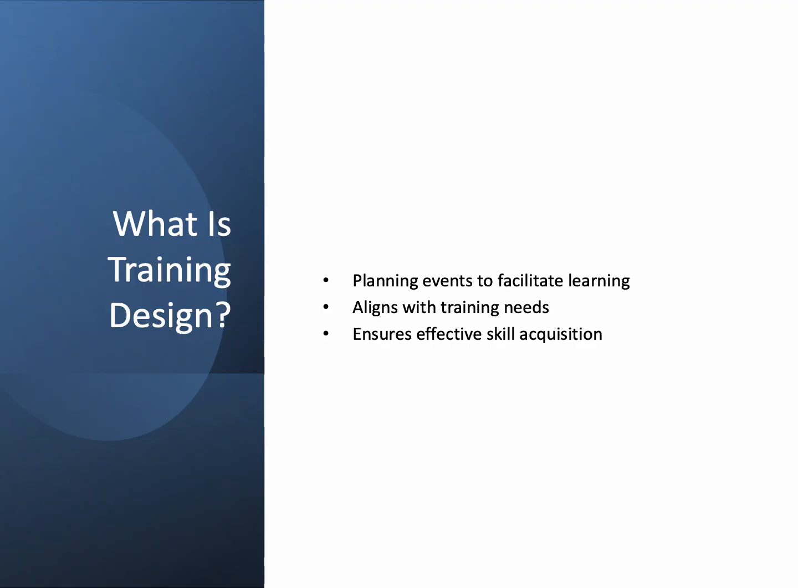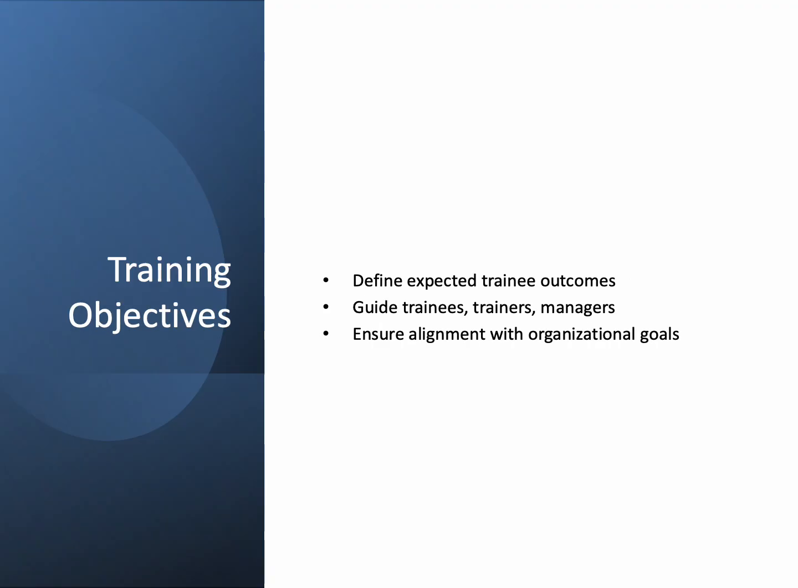As we discuss this, think about training programs you've experienced. How did their design affect your learning? Training design is critical in industries like manufacturing or education, where structured programs ensure employees meet performance standards and contribute to organizational success. Training objectives are statements of what trainees should be able to do after a program.